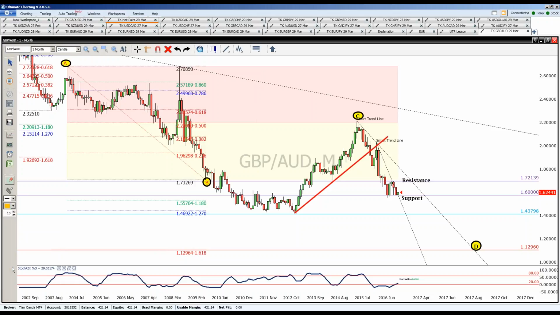Have a look at this. High, low. Lower high, lower low. Now that we have bounced on massive support, we may be seeing a lower high and then a lower low again, and then a lower high and then a lower low again, and then a lower high and then a lower low until we hit the D extension.